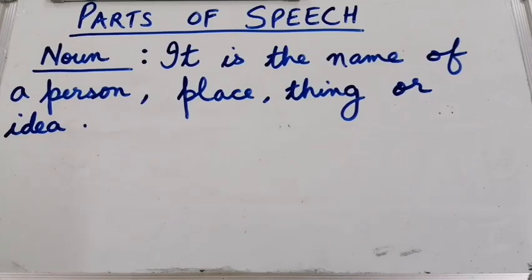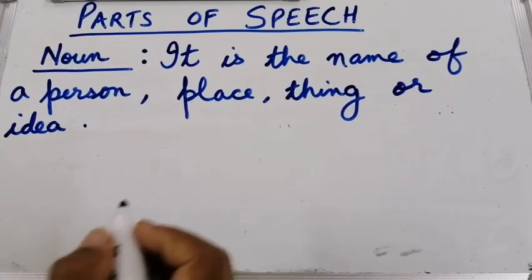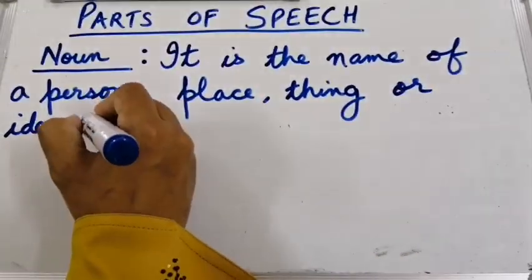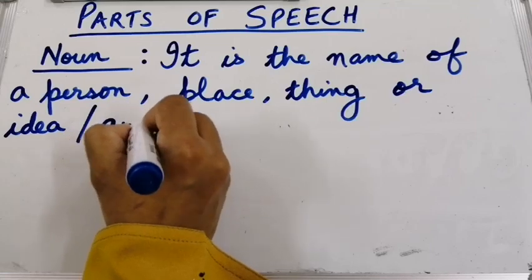Yes, the name of any idea is also called a noun. It is called abstract noun because it does not have any physical form. For example, words like love, hatred, honesty, they don't have a physical form. It's just an idea or quality, name of a quality. For example, love, hatred, honesty is a quality. So you can write here, it is the name of a person, place, thing or idea / quality.